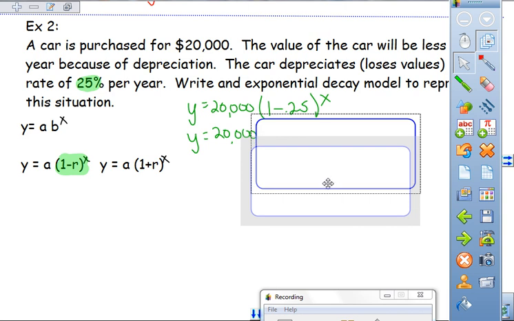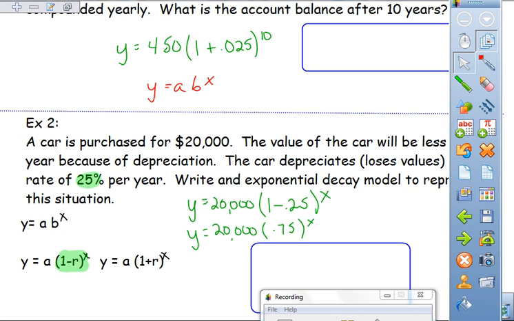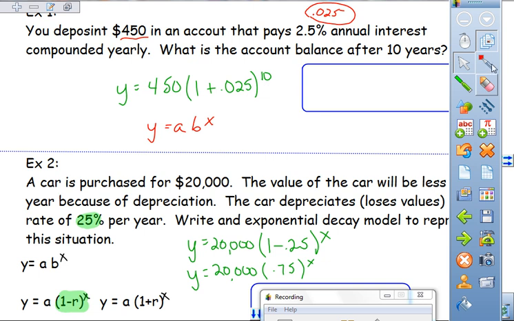So that's going to be the 0.75. So in this one, we just wanted a model. So that means it's going to have an X and a Y. Model kind of means equation. And then up on the top, we had to actually finish this calculation.